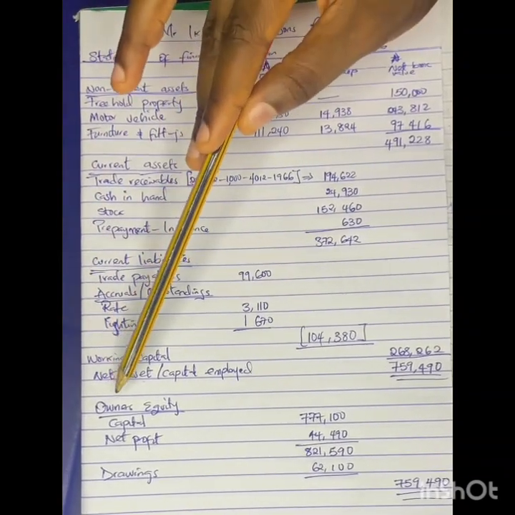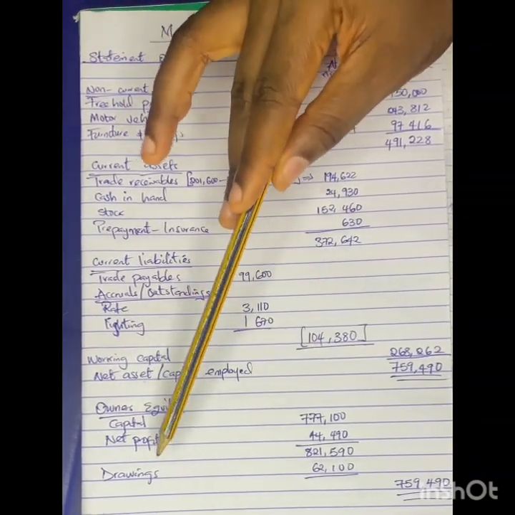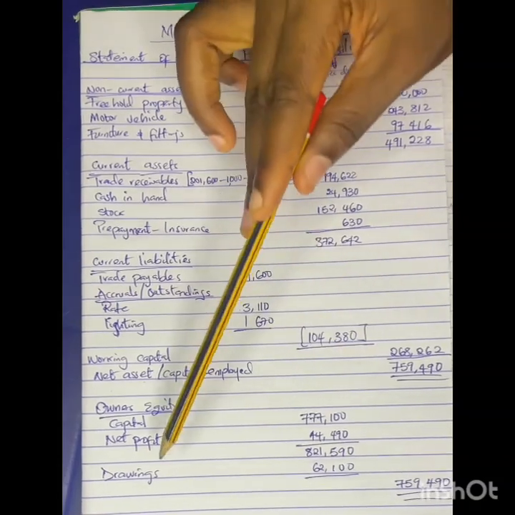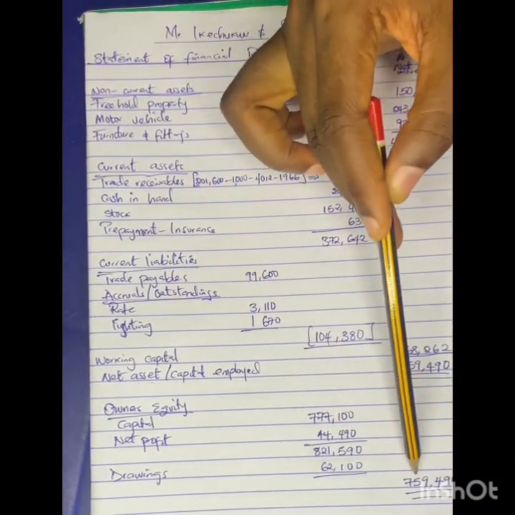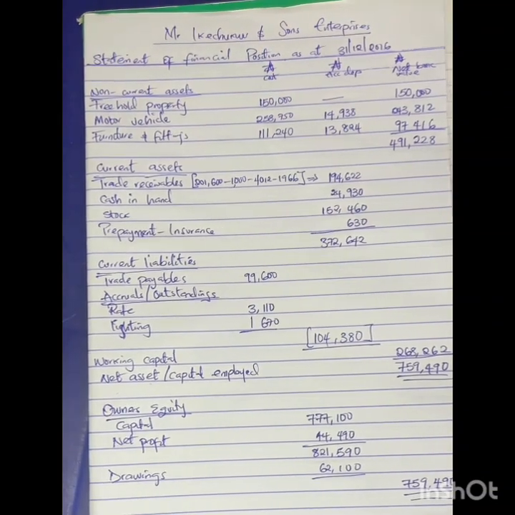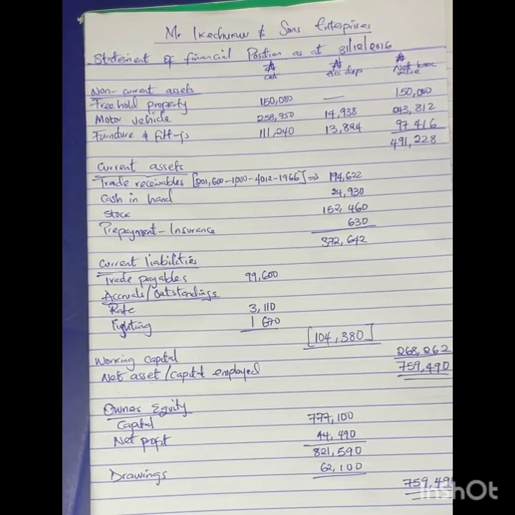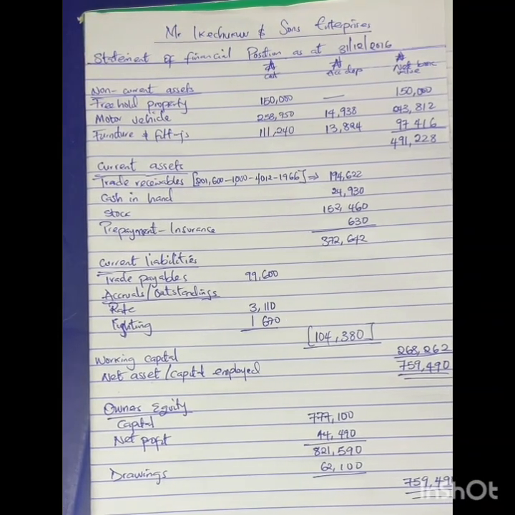So now we have the owner's equity: we have the capital, we have our net profit, and then we reduce our drawings. Now, since our workings are correct, you see that the figure we got will always be similar. So with this, we've come to the end of adjustments on comprehensive income and financial statements.